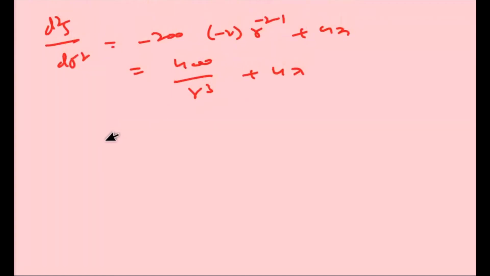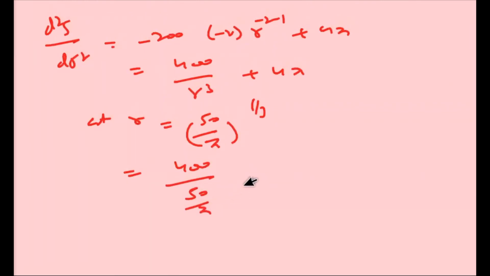Okay, now at r equal to 50 upon pi to the power 1 by 3, putting here, we can find 400 upon 50 upon pi plus 4 pi, and that is greater than 0, means positive. Hence s is minimum.